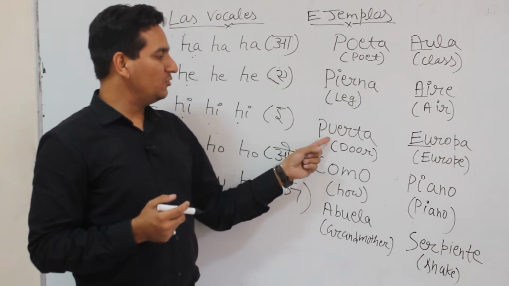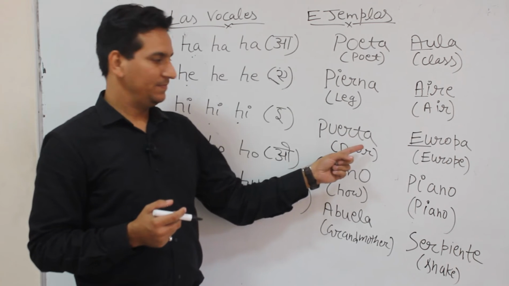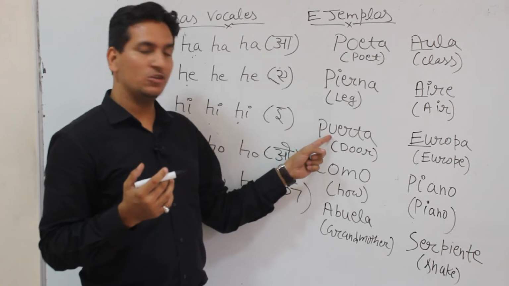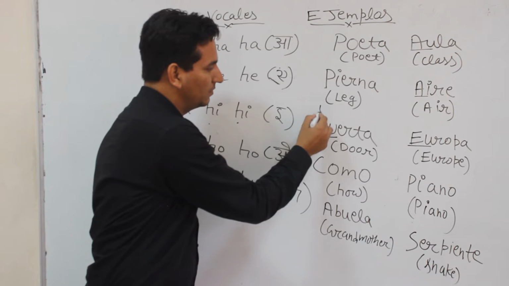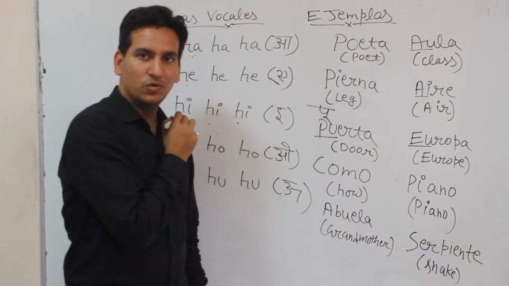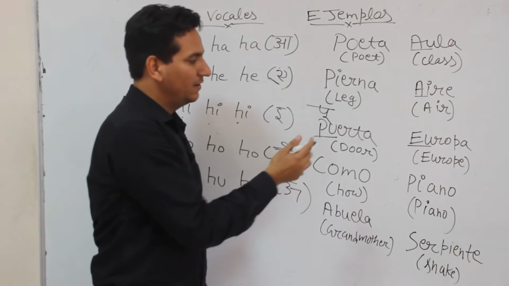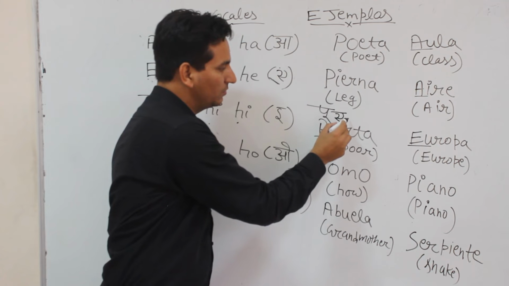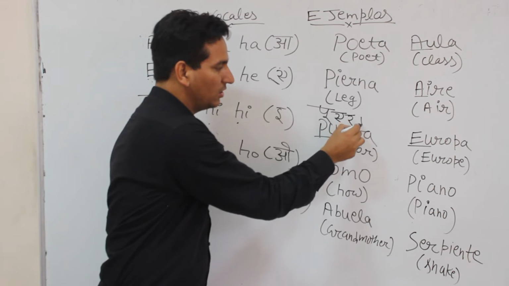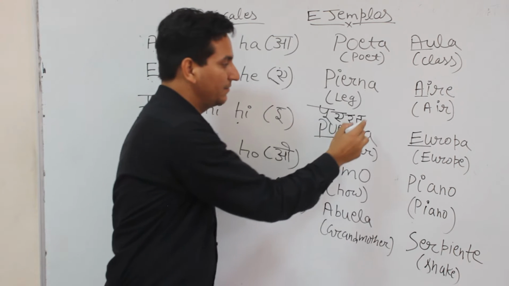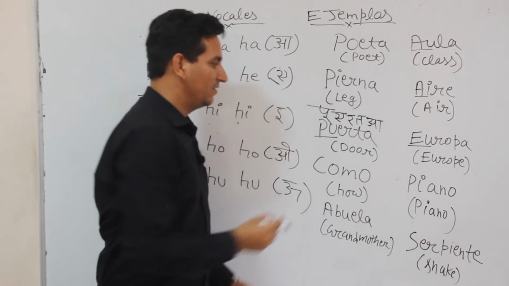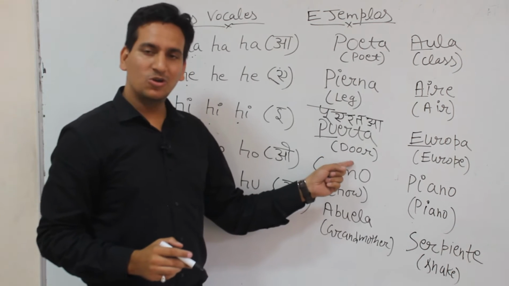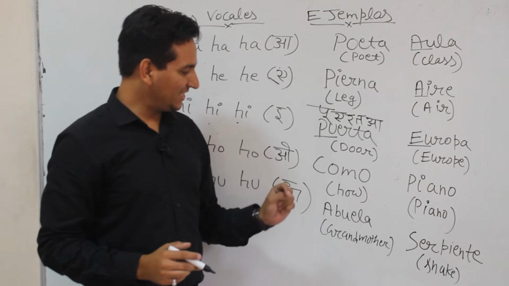Next is Puerta. The vowel is U, which gives U sound. So P and U becomes Pu. E is A, so Pue. R is R. T is T, and A is A. So it is puerta, which means door.